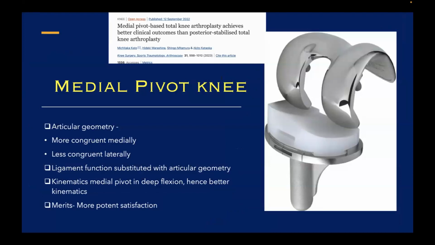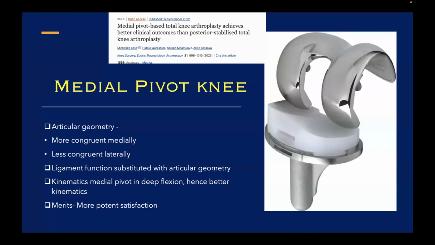Then there is the medial pivot knee. It closely resembles the native knee kinematics. The knee joint is more congruent medially and less congruent laterally. The medial joint line and lateral joint line are at different levels. The ligament function is substituted with articular geometry in the insert.